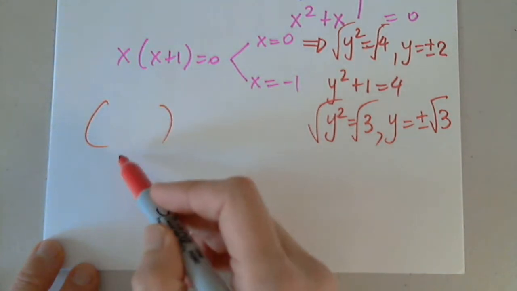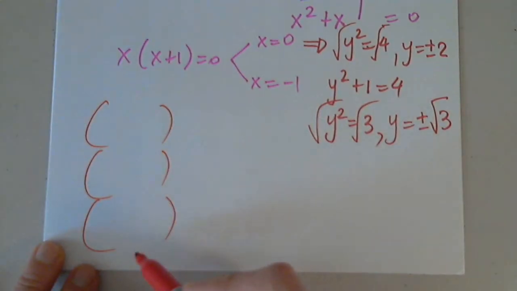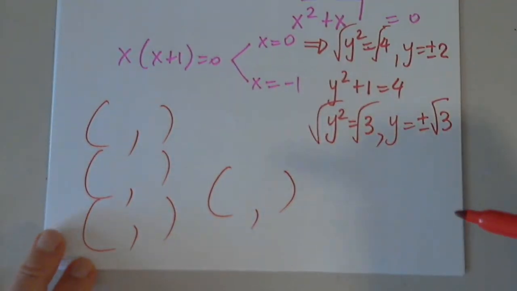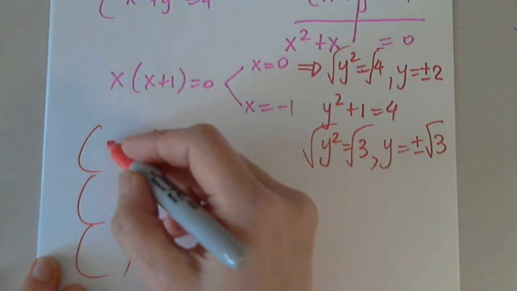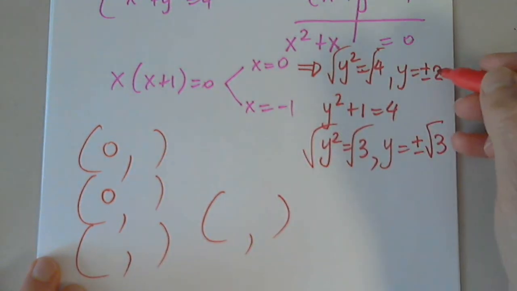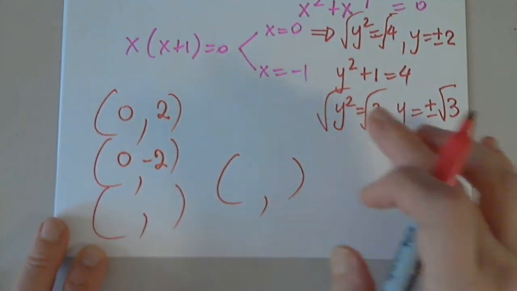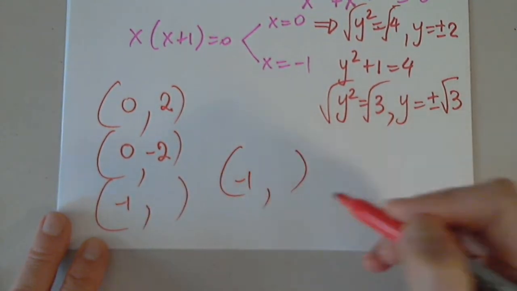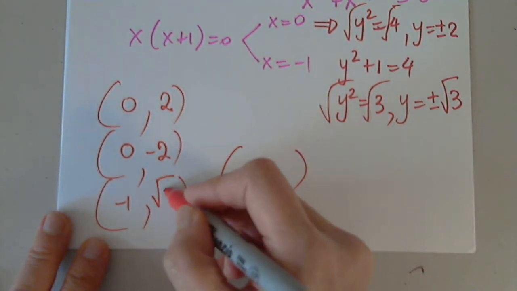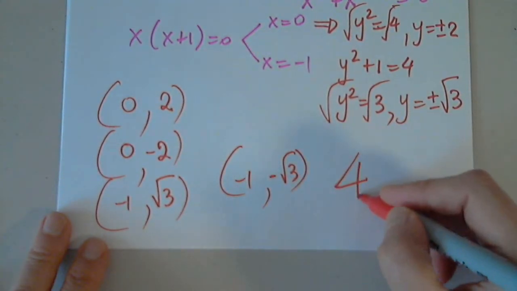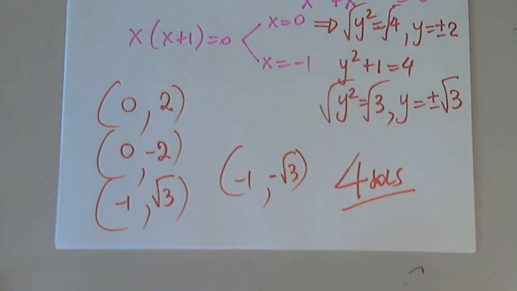In this case, look what happens. When x is 0, I could get positive 2 or negative 2. When x is negative 1, I could get the square root of 3, or I could get negative the square root of 3. 4 solutions, 4 ordered pairs in this case.